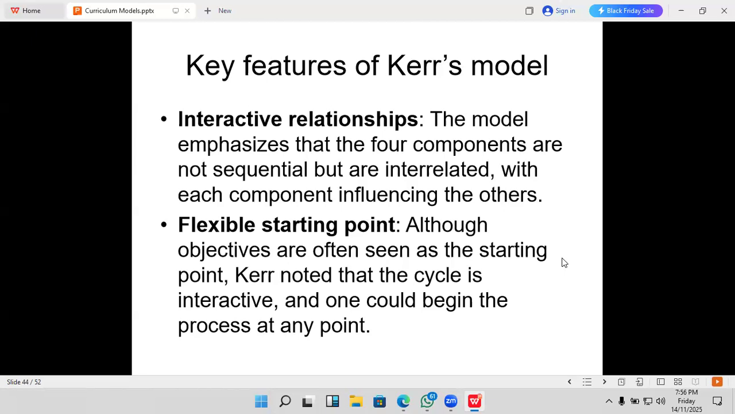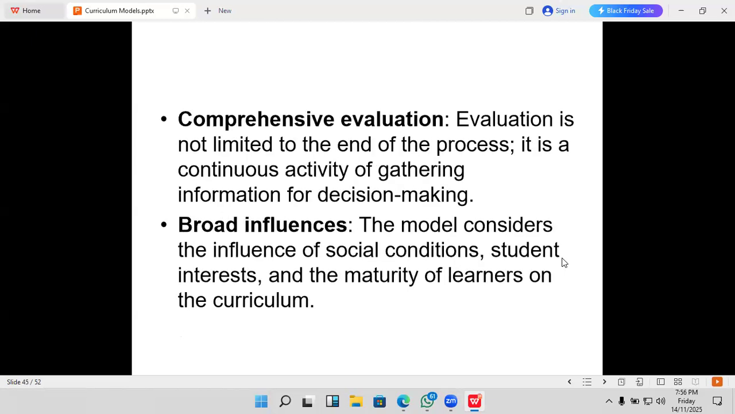The children's knowledge and skills can differ from area to area because of their different family environments. Okay, we can see comprehensive evaluation. Evaluation is not limited to the end of the process. It is a continuous process.